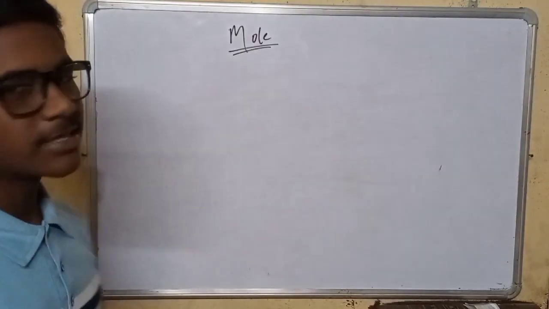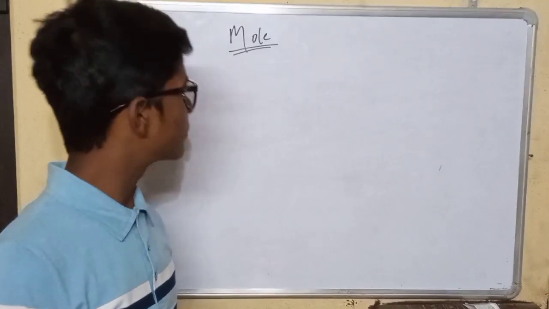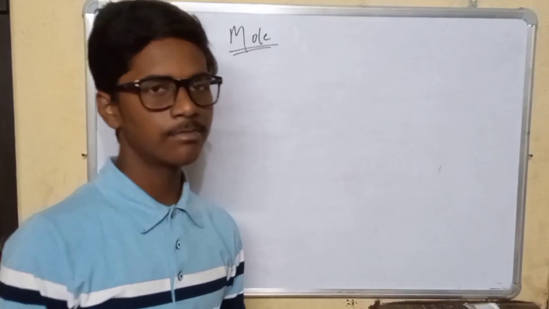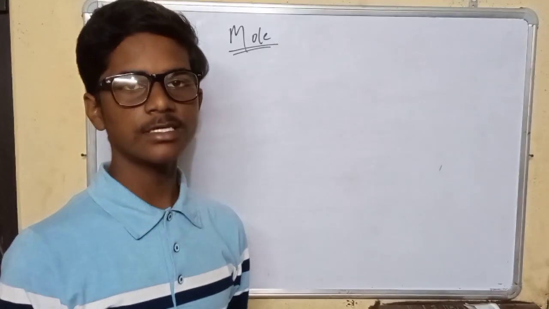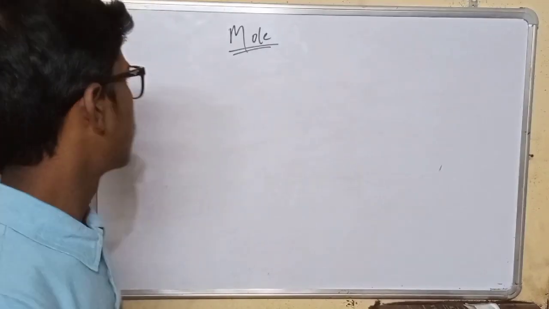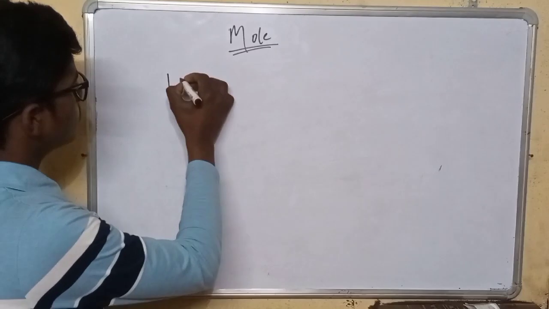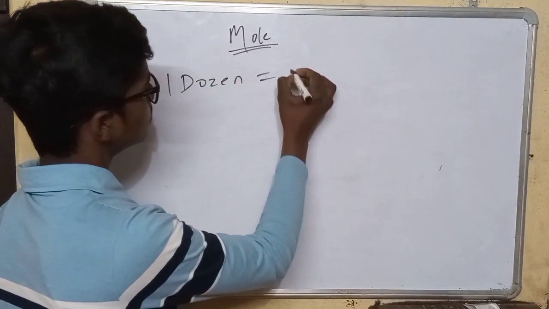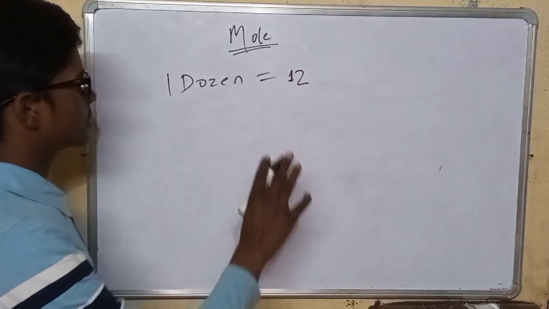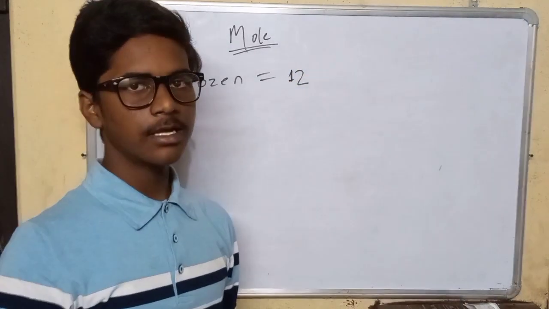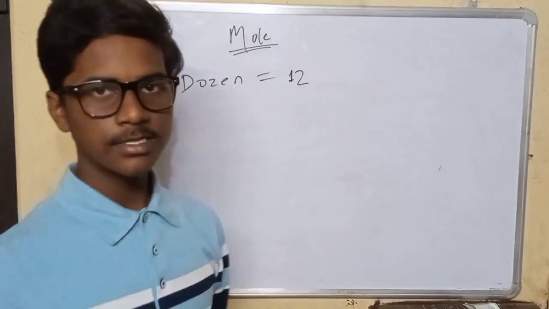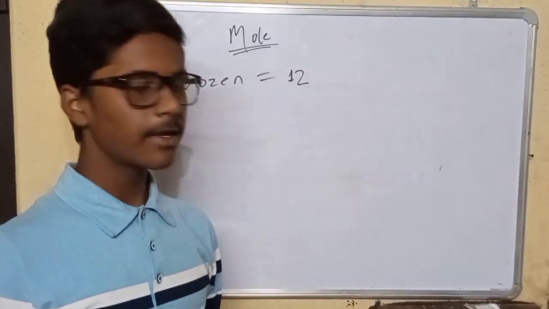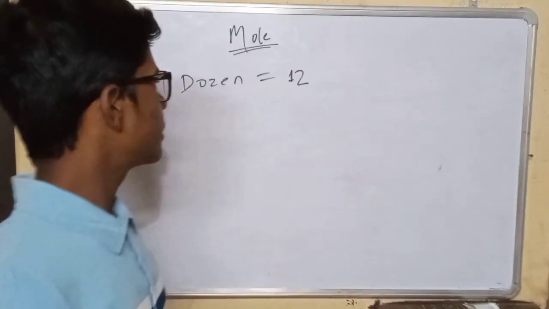I think mole is a topic of class 9 science chemistry. Mole is a number, just like a dozen. We know 1 dozen is equal to 12 of anything. If you take 1 dozen tables, it means there are 12 tables.